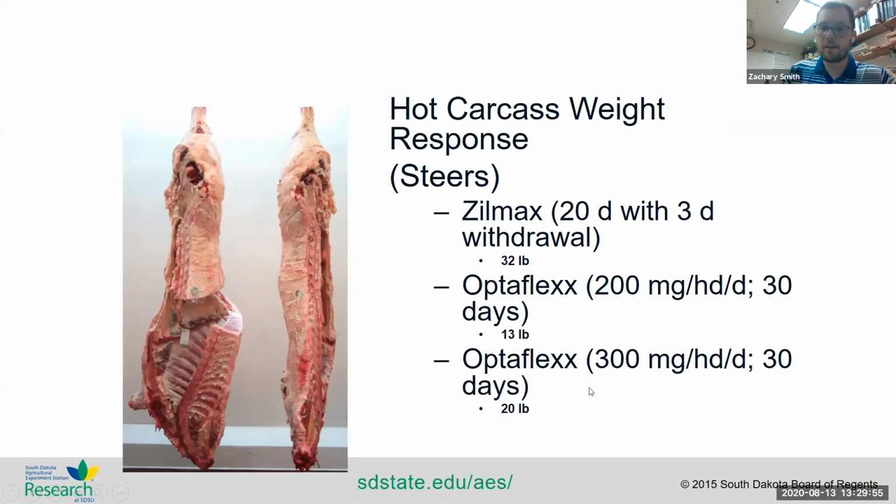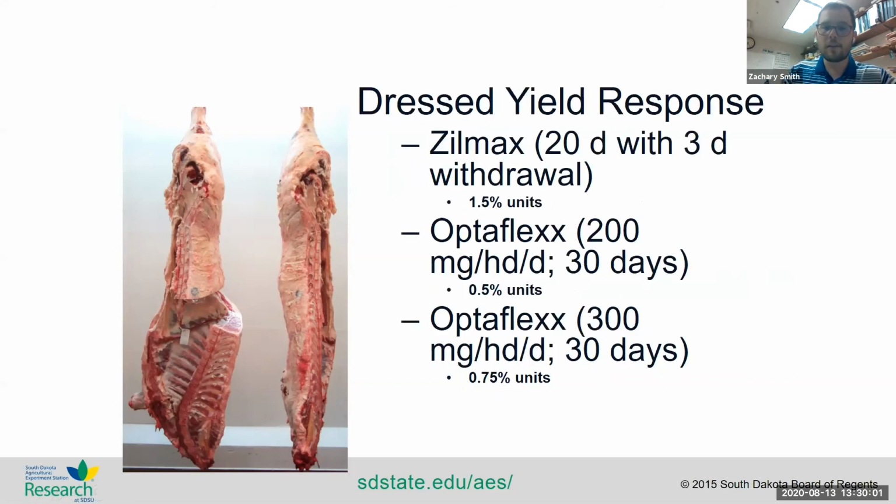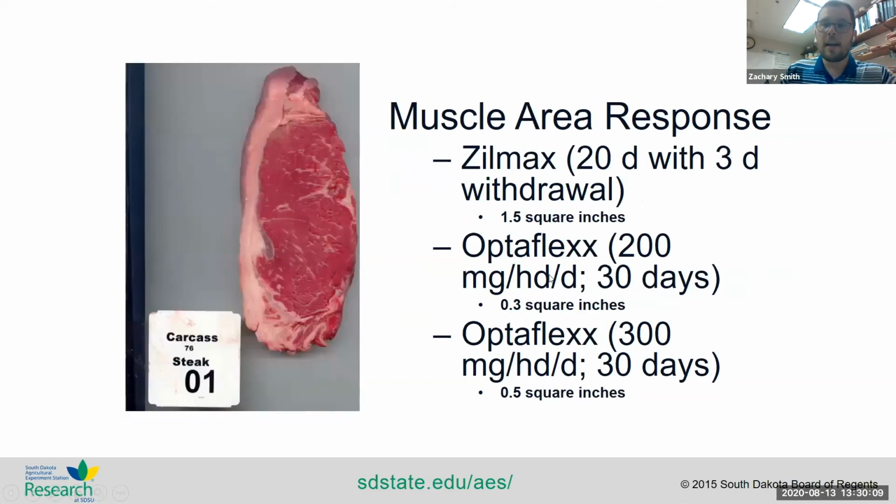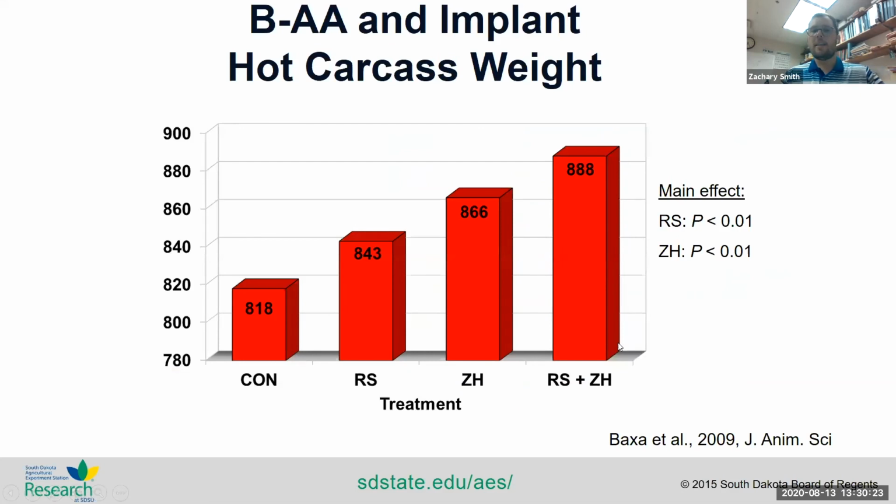We feed 300 up to 400 milligrams per head per day for 28 to 30 days prior to harvest. Zilmax really has an influence on these yield responses compared to ractopamine hydrochloride, and a real pronounced effect on loin muscle area. So nearly a 1-inch increase when zilpaterol is fed compared to Optiflex at not the highest dose, but a very commonly used dose. And then we could talk about whether or not these are additive or synergistic, and really this technology as a whole is additive in the way that they work.